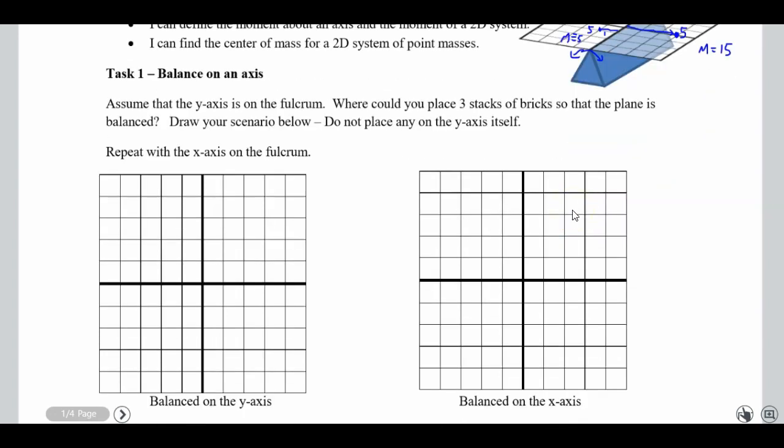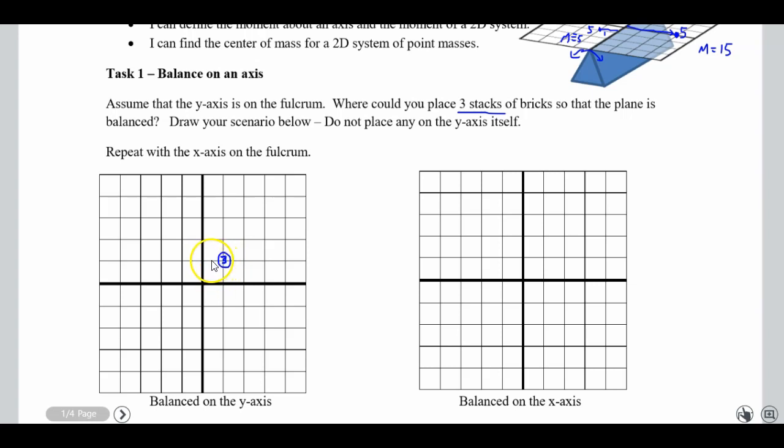Alright, so if we look at this first problem, it kind of mirrors what we just did. Where could I place 3 stacks of bricks? And those stacks could be of any height, so maybe 10 bricks in a stack, maybe 2 bricks in a stack, but just 3 stacks, so the plane is balanced. And then we're going to draw this scenario below. So balanced on the y-axis for this one, we could put, say, a mass of 3, and stay right here. So that's going to be 3.